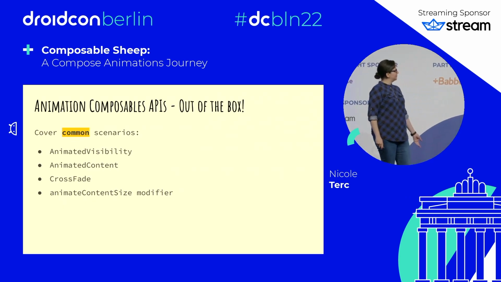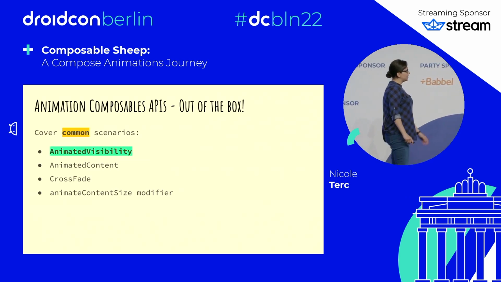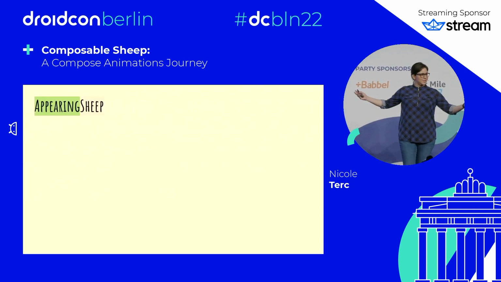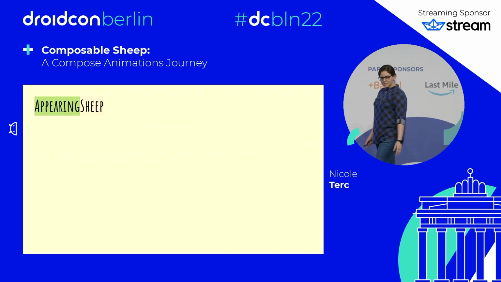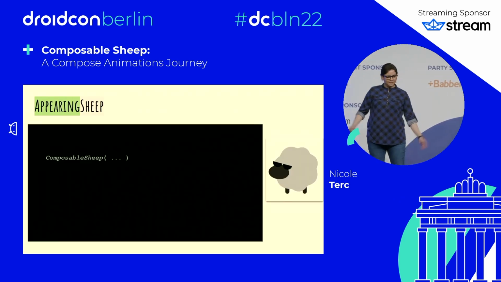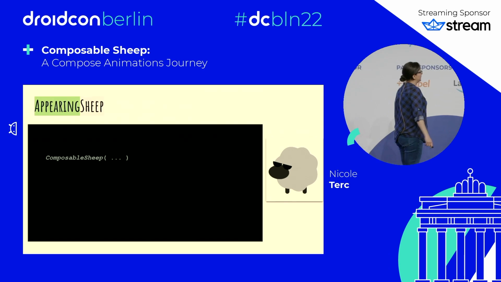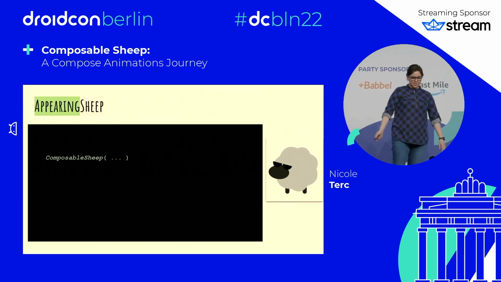But let's see an example. And for that, let's use the animated visibility composable, and let's create an appearing chip. So how do we create an appearing chip? We have a chip, as you do. You should all have chips. And following my instructions before, I just need to grab it.